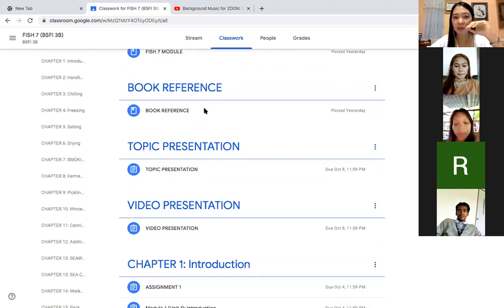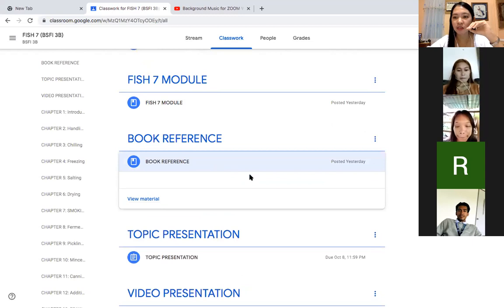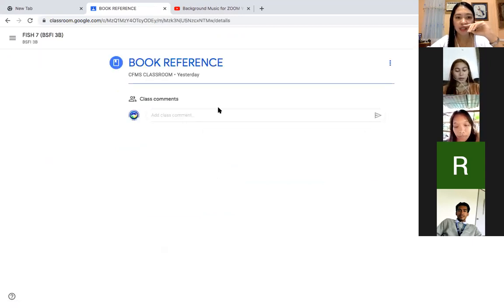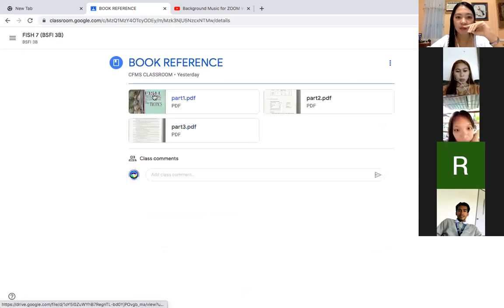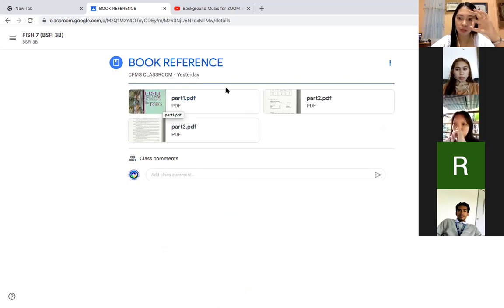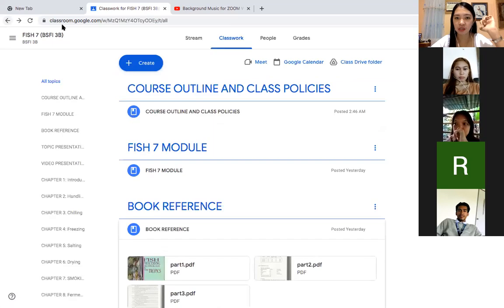Topic presentation, a book reference. Ito na yung sinabi kong reviewer for the board exam. Pwede nyo to siyang i-access, class. Part 1, Part 2, and Part 3. So, 3 parts siya kasi masyadong mabigat yung file. Pag i-convert ko sa PDF, 3 division ng books yung lalabas. So, ganyan yung kanyang format. I-download nyo lang. Pwede nyo nang basa-basahin. Pwede nyo tong gamitin in the future as a reviewer.